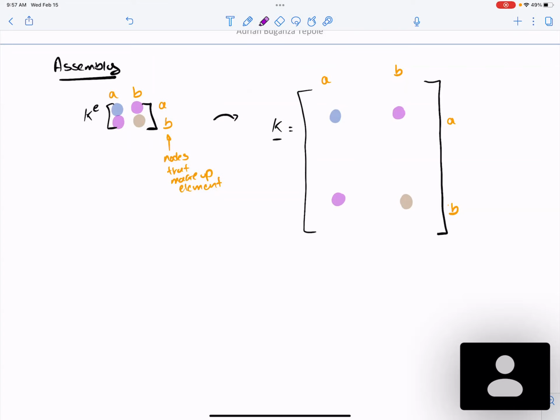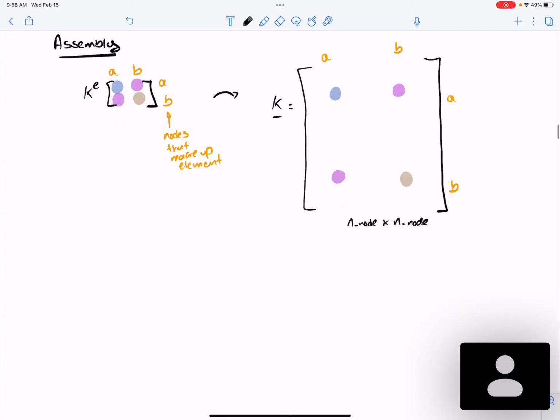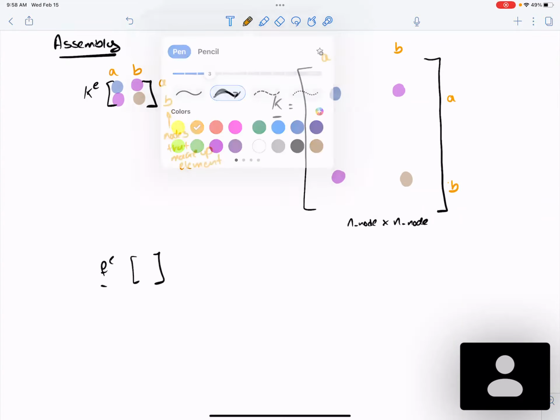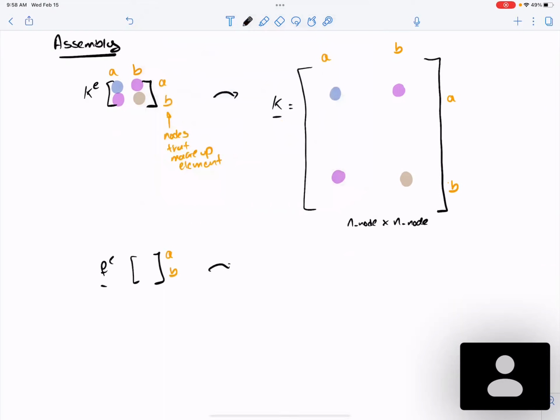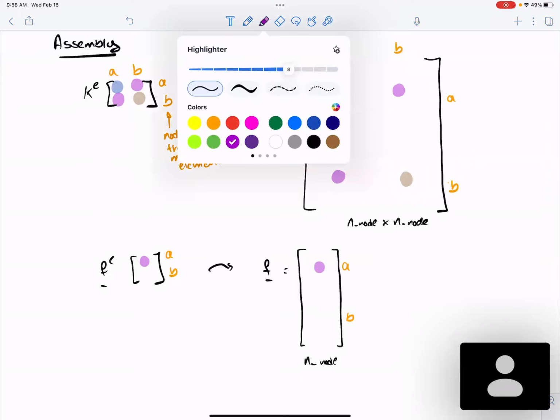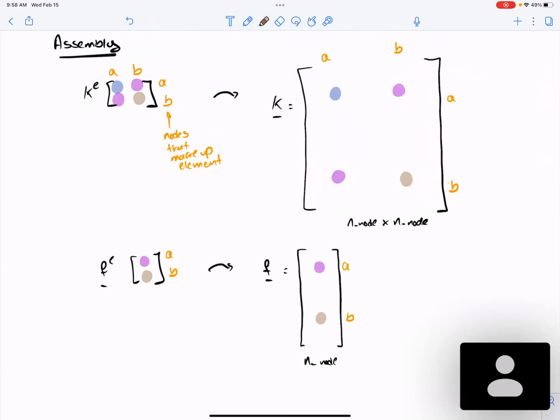So for the assembly, you have your element stiffness, you write down the global node numbers, and you use that to map to the big K. So the size of this one is number of nodes times number of nodes. Similarly, for the force vector, your force vector for the linear case is just two elements, two nodes. So you have A and B. The global force vector will be the size n node. And then you just need to find where this goes and then just add it up there. So the assembly is pretty much the same as we did for the trusses. I think I did that also on Monday.